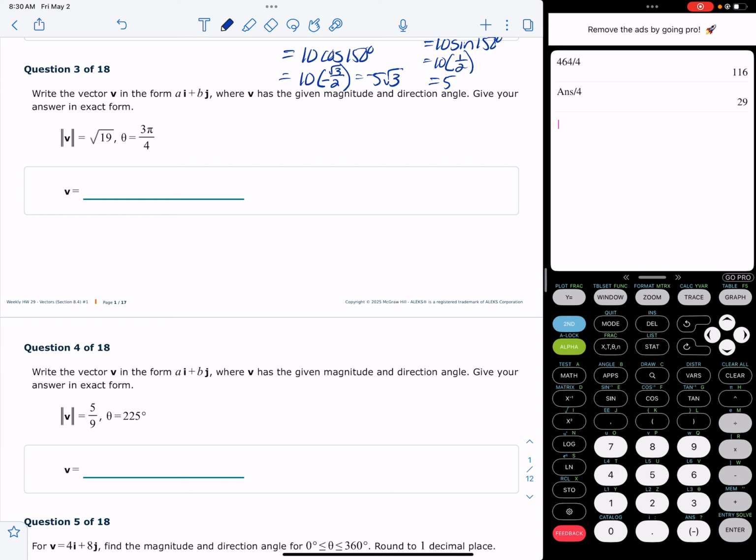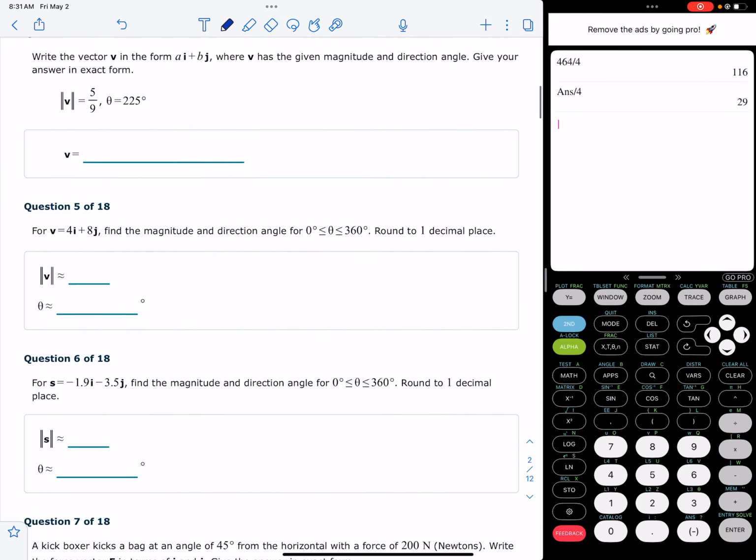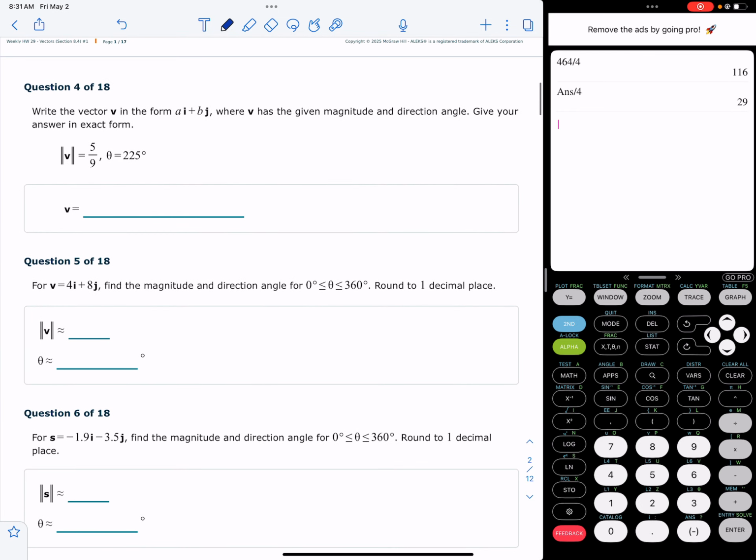So vector v would be the square root of 38 over 2 i plus the square root of 38 over 2 j. Number 4, same thing. You should get negative 5 square root of 2 over 18 i minus 5 square root of 2 over 18 j.